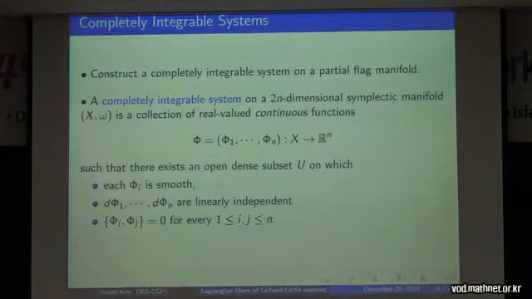Now, we are going to construct a certain completely integrable system on the partial flag manifold, more precisely the coadjoint orbit, in the following sense. A completely integrable system is a collection of real-valued continuous functions on X, such that there exists an open dense subset U on which each function is smooth, and the differentials are linearly independent and Poisson commutative on U.